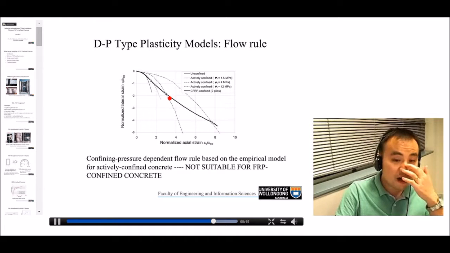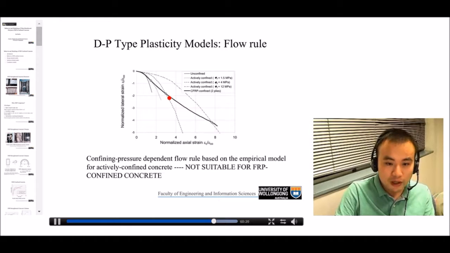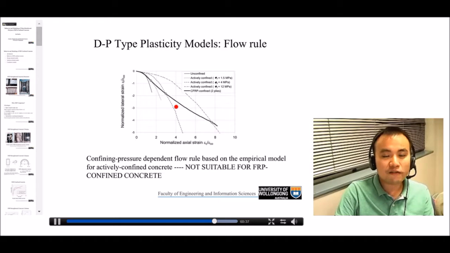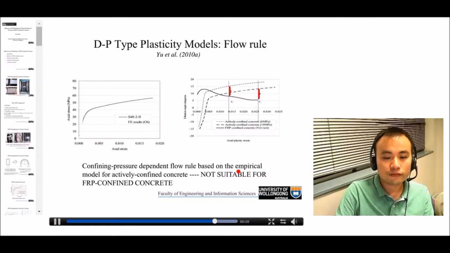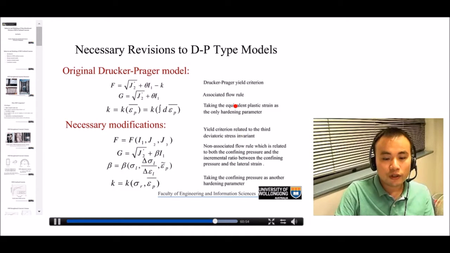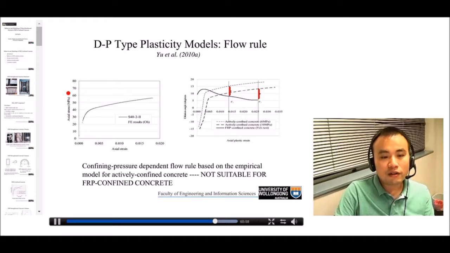Okay? So the actively confined concrete basically has a larger slope at the intersection point. If your model is based on actively confined concrete test results, then it will overestimate the dilation angle for FRP-confined concrete, right? Because the flow rule determines the tangential direction, not the secant direction of the plastic deformation. And this figure further shows you the consequence if you use this kind of model, which is confining pressure dependent. Basically, because you are overestimating the lateral deformation, you are overestimating the actual stressing curve.